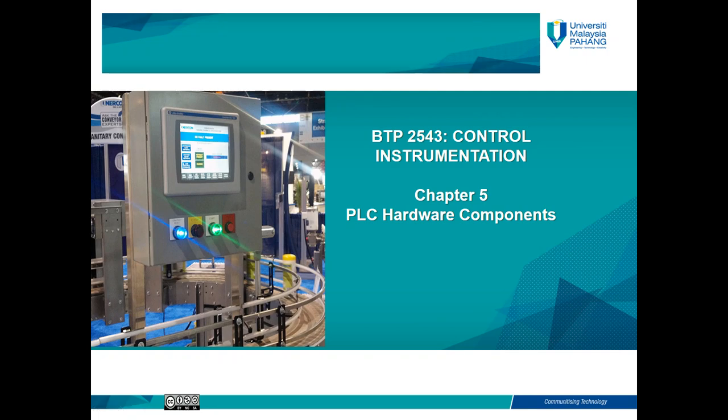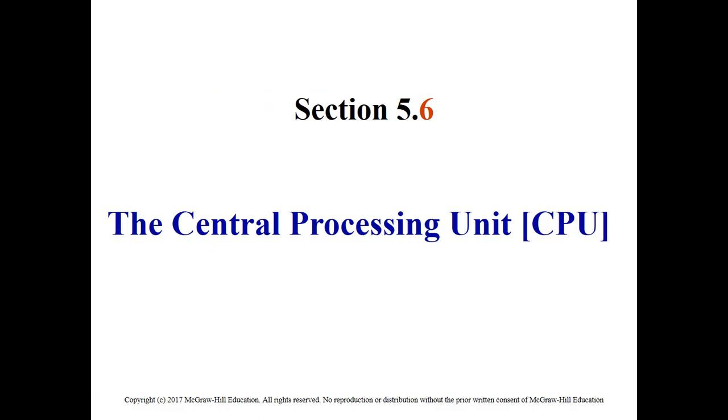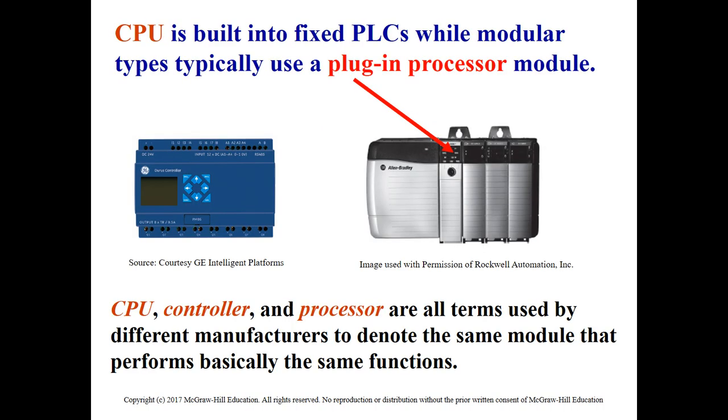The second hardware component of the PLC is the Central Processing Unit, or CPU, and it is actually the most important part of the PLC system. The performance of the PLC totally depends on how fast the CPU can process the data received from input devices and send the command to the output devices.